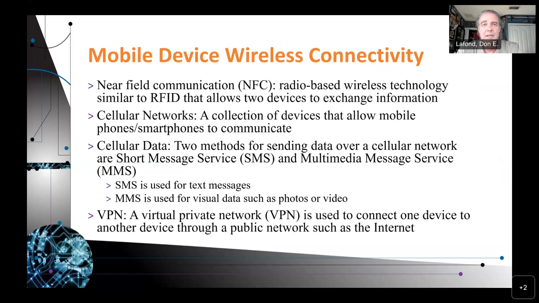Cellular data: two methods for sending data over a cellular network are short message service, SMS, and multimedia message service, MMS. SMS is used for text messages, and MMS is used for digital data such as photos and video. Every now and then when I try to send a video via text, it says converting to MMS, because it has to be sent via MMS since it's too big for SMS.